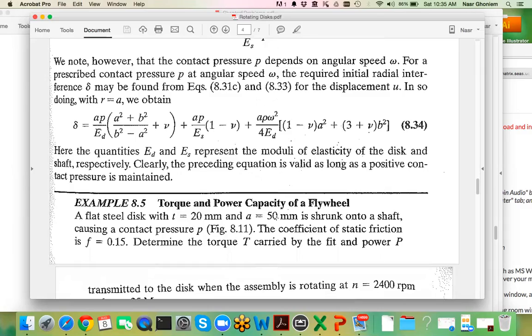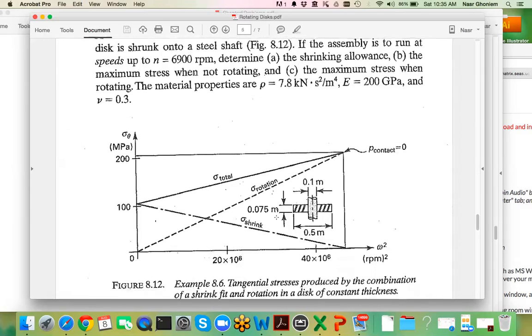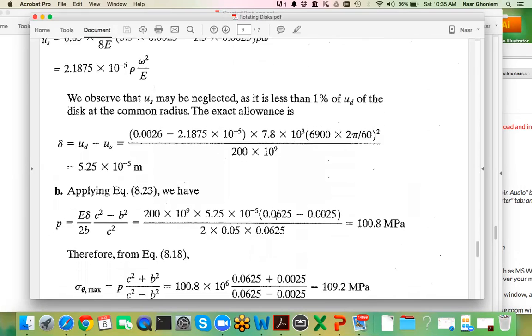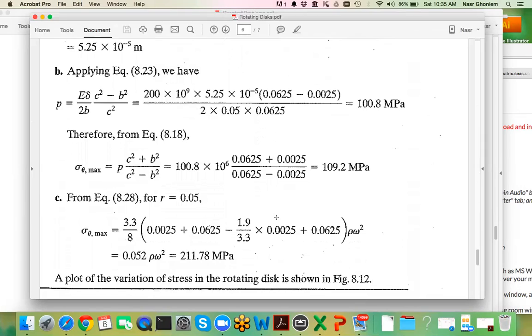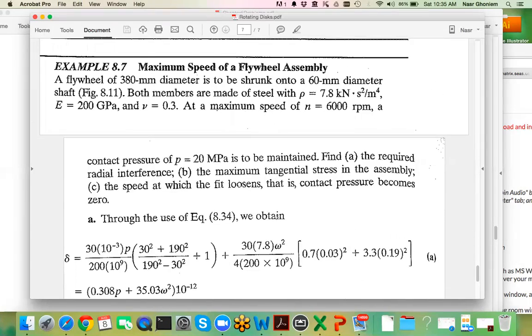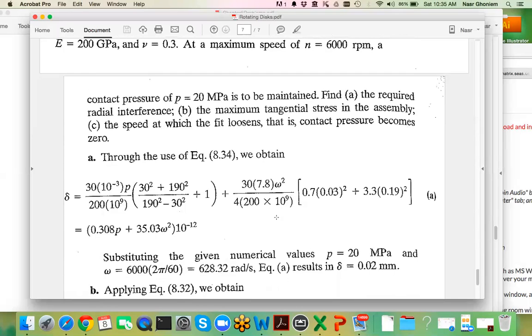I have this online, and it has a problem that is also solved. So this is a solved problem. Let me see here. The maximum speed of a flywheel assembly. That's what I was talking about. If a contact pressure of 20 MPa is to be maintained, find omega. So we use the same expression for delta. P now is given as a design variable, it is known, and then we solve for omega from this equation.